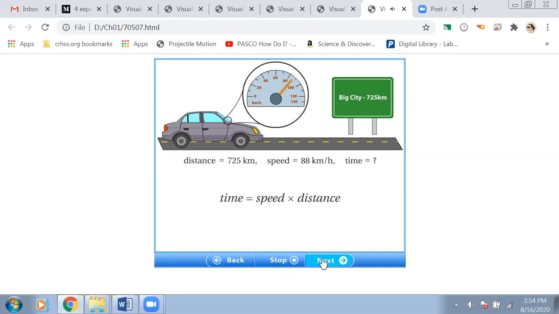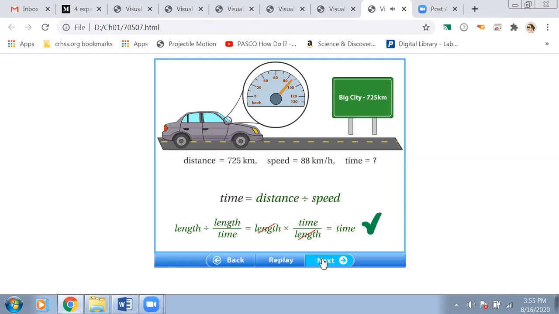Does time equal speed times distance? No. Does time equal speed divided by distance? No, but since the dimensions of speed divided by distance worked out to 1 divided by time, we next tried the inverse equation. Does time equal distance divided by speed? Yes, this equation gives the correct dimensions.